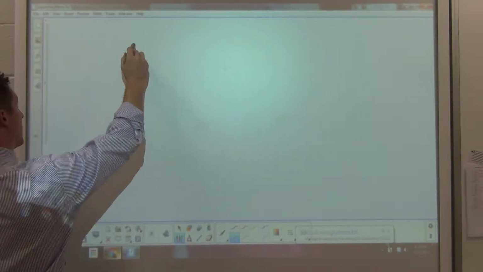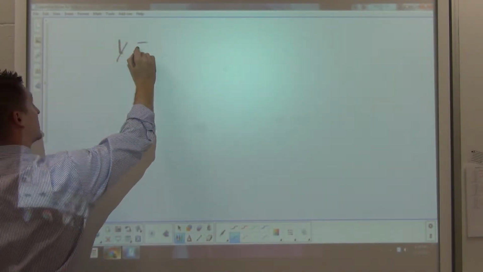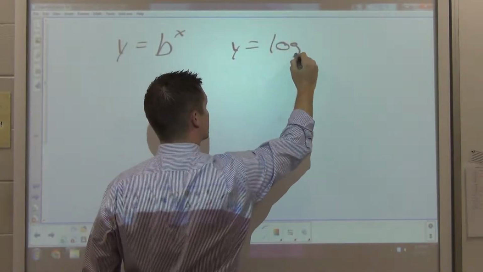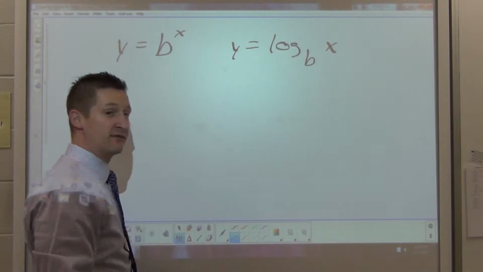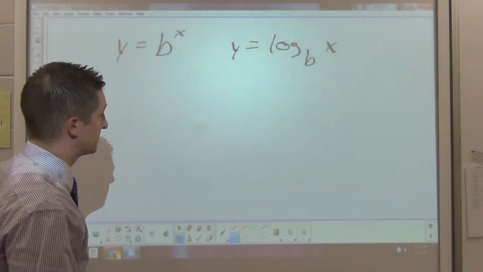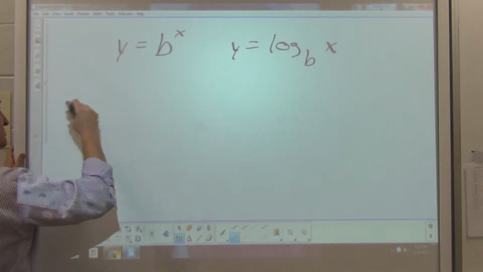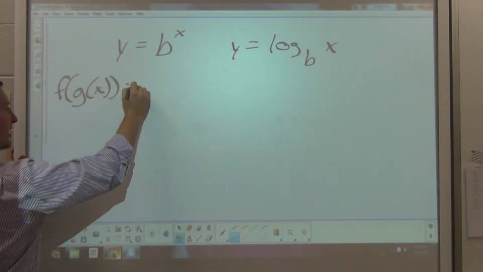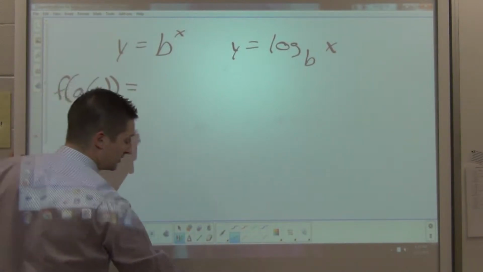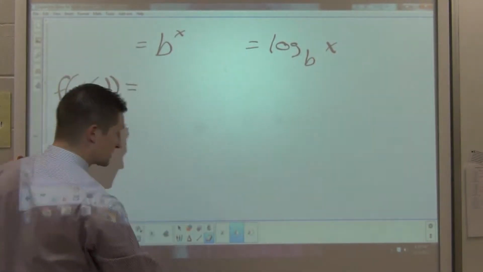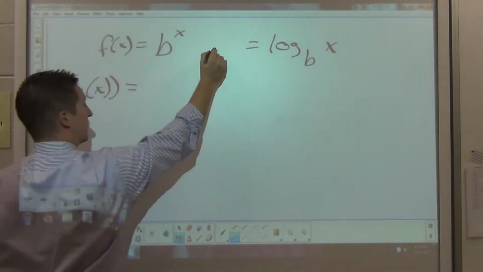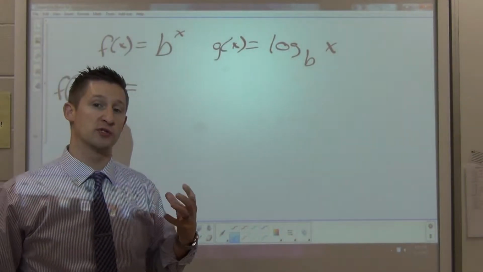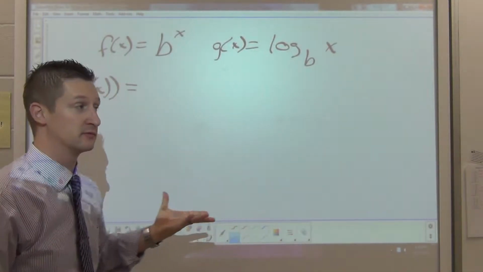So if I trust that y equals b to the x power and y equals the log base b of x are inverse functions, one undoes the other. That means when I compose them, which we did in an earlier video, when I take the f of g of x, plugging one into the other, so I'll label this as f of x and g of x, when I compose these two inverse functions, I am supposed to get the identity function x. Okay, remember that.